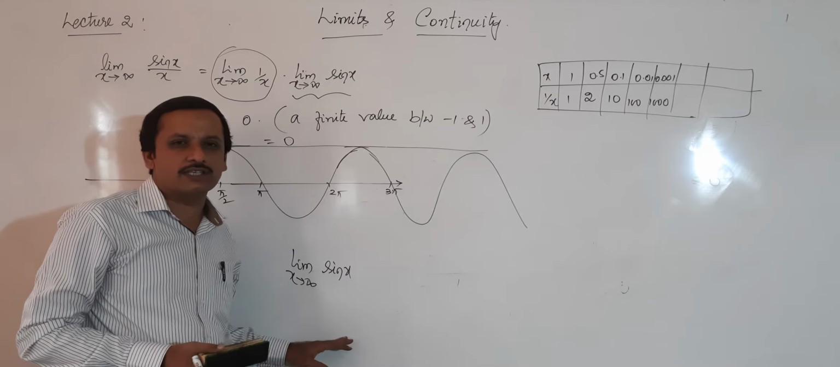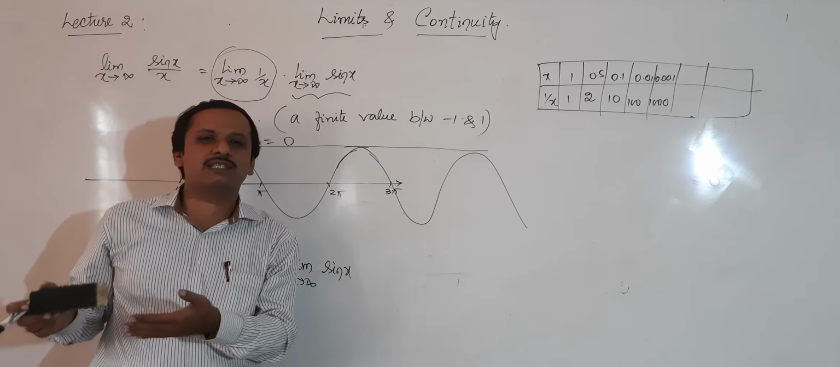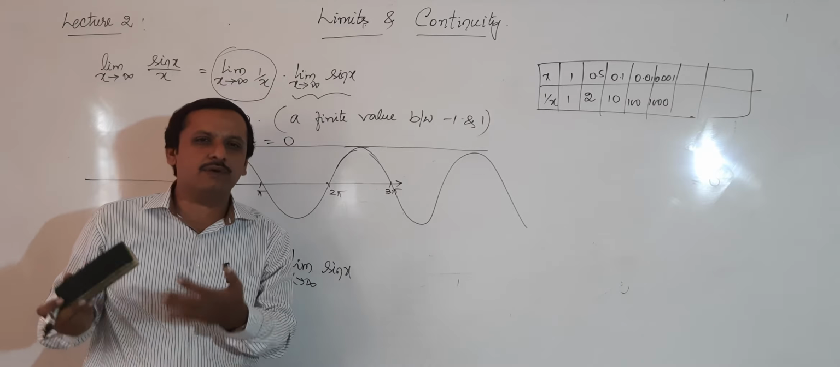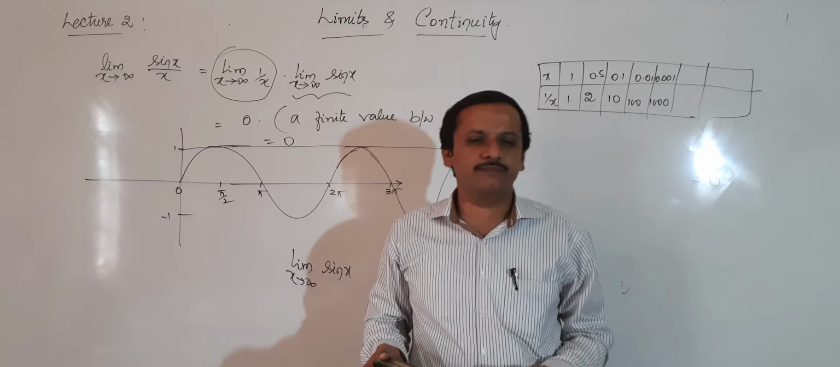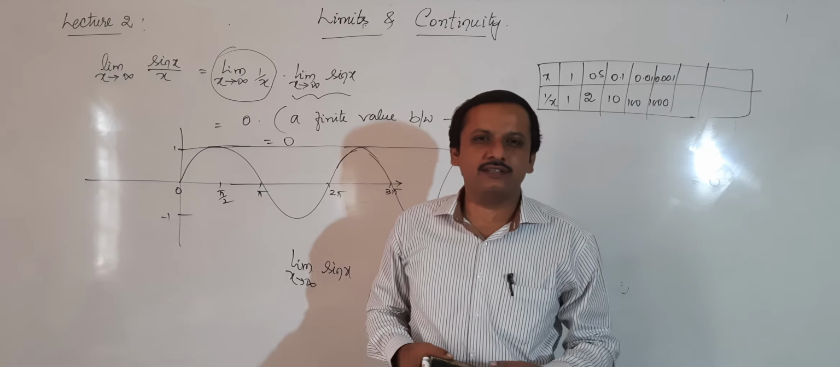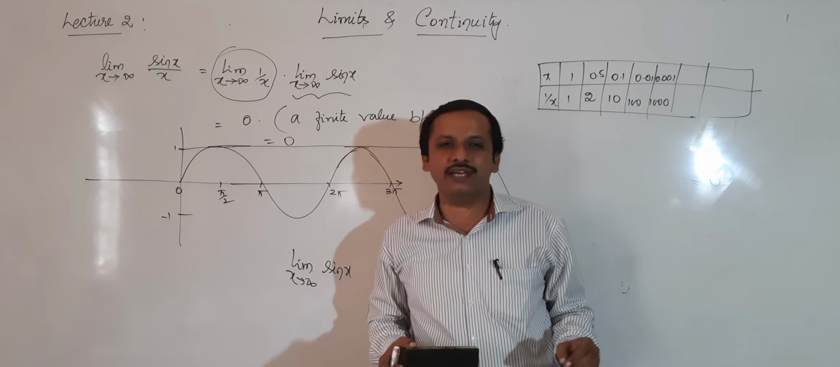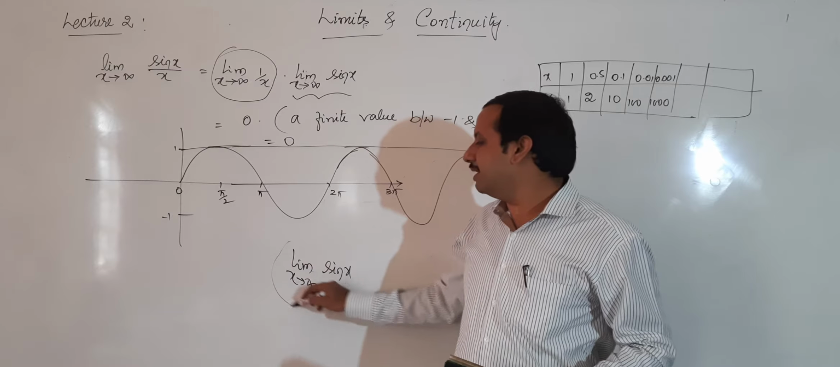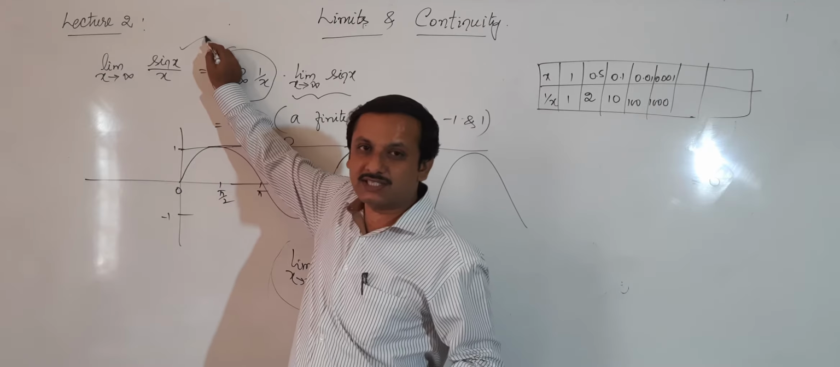Why does this limit not exist? I told you that this is some finite number between minus 1 and 1. But between minus 1 and 1, how many numbers are there? There are infinitely many real numbers between minus 1 and 1. Therefore, this limit does not exist, whereas this limit does exist.